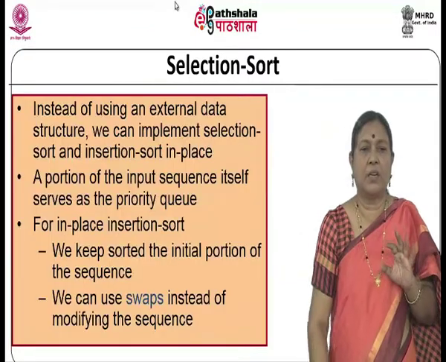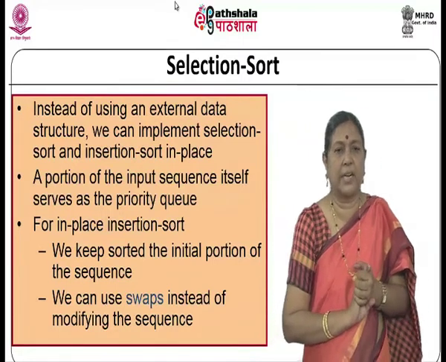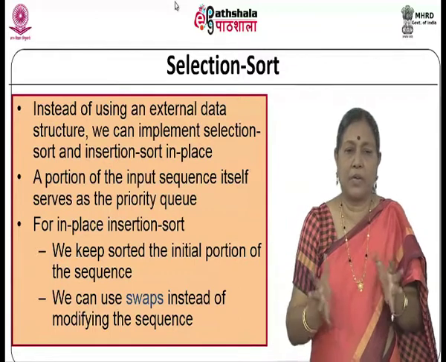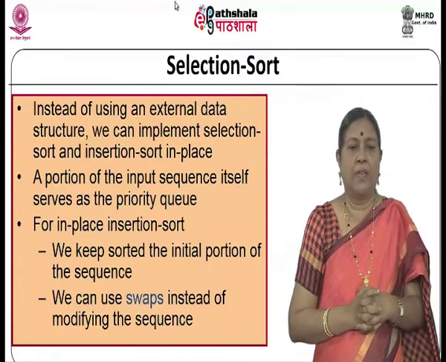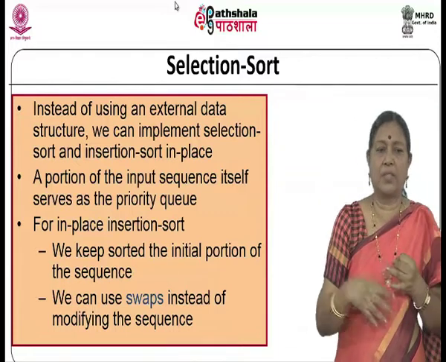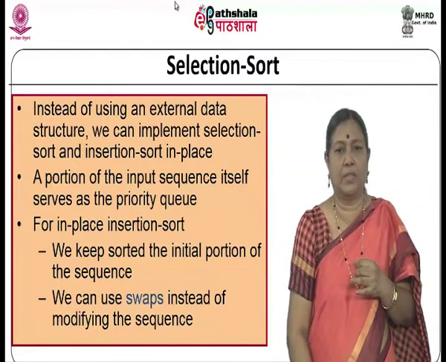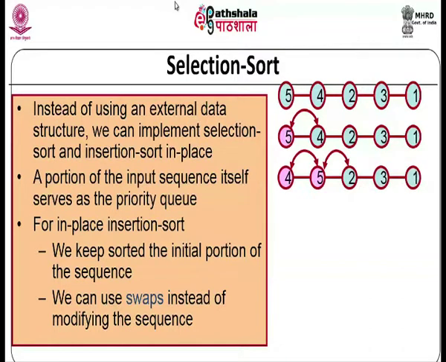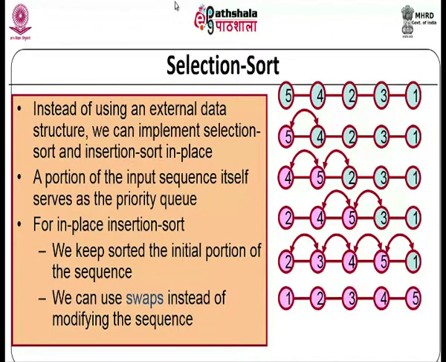So, instead of using an external data structure, we can implement selection sort and insertion sort in place. A portion of the input sequence itself serves as the priority queue. For in place insertion sort, we keep the initial portion sorted and we use swaps instead of modifying the sequence. That is what we do. So, here we have 5, 4, 2, 3, 1. Now, 5 and 4 are swapped. So, you have 4, 5, 2, 3, 1, and then 5 and 2 are swapped, and then this is swapped. So, finally, you have the sorted sequence. This is an in place sort.